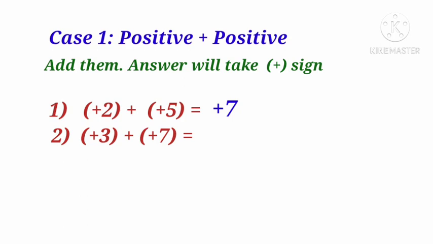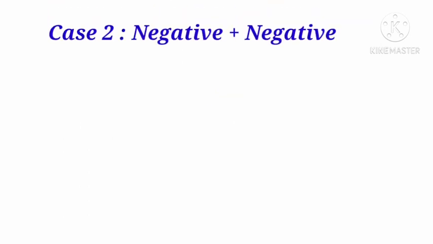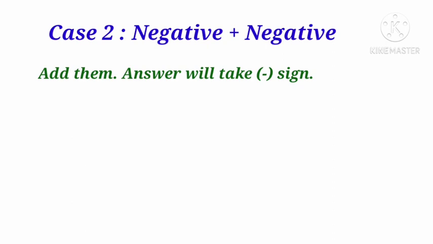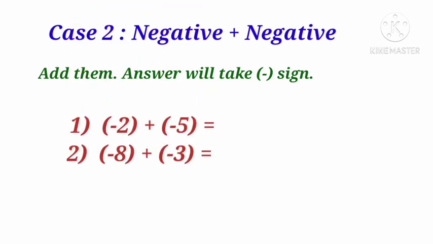What is plus 3 plus 7? Yes, the answer is plus 10. Children, now let us see how to add two negative integers without using number line. Children, if you are given two negative integers to add, we add them but the answer will take a minus sign. Children, here you keep in mind we add the two integers but the answer will take minus sign. Here what is minus 2 plus minus 5? Yes, you are right. The answer is minus 7, a negative integer.